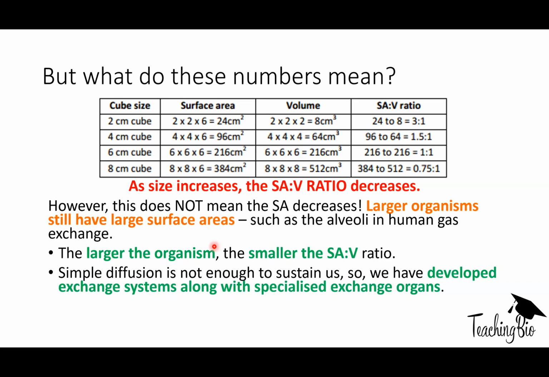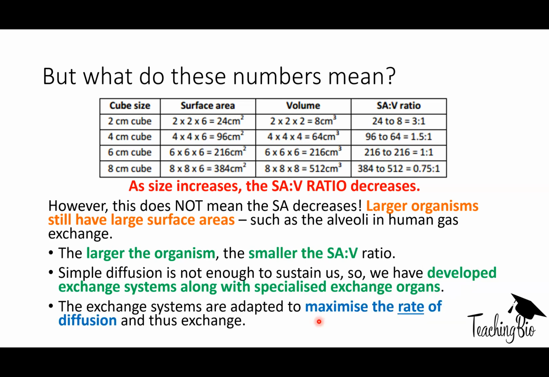Therefore, given us as humans and larger mammals, simple diffusion is not enough to maintain these exchange systems. So a simple cell like an amoeba can rely on simple diffusion for exchange to occur, but as the organism gets bigger, we need to develop specialized exchange mechanisms, and as a result we have specialized exchange organs and organ systems to allow that. And that's not just limited to us as humans, but also other animals, fish, insects, etc.